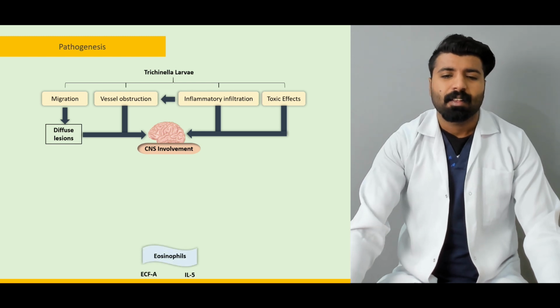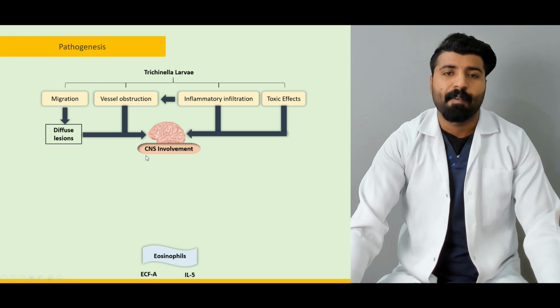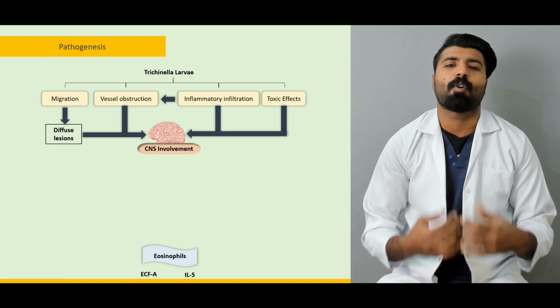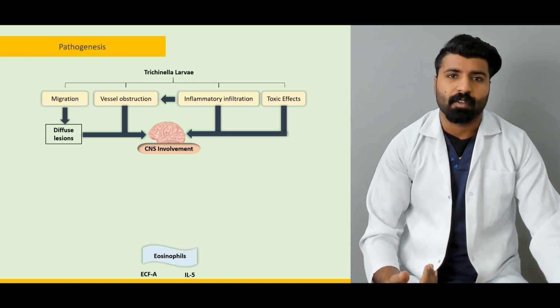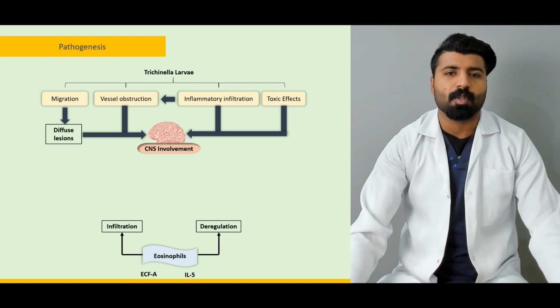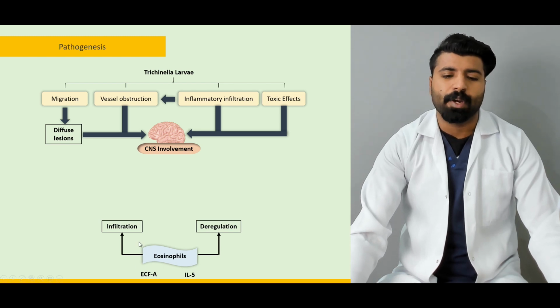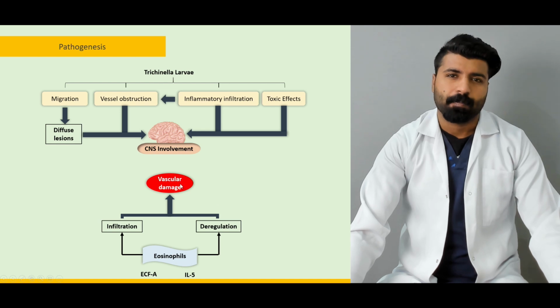So with these infestations, with these infections, what comes along? Our body responds in different ways. Our body is going to respond with eosinophils, with interleukin 5. When our body responds, what is it going to cause? These eosinophils are going to go into infiltration and deregulation. That will lead to what? Vascular damage. If eosinophils are infiltrated or deregulated, they're going to cause vascular damage.